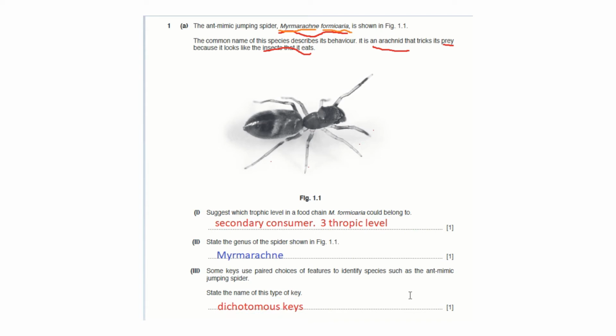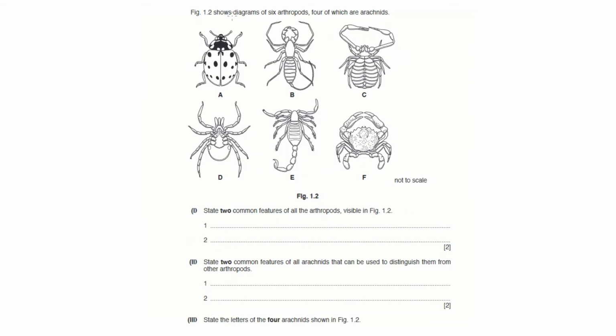So here's an example of how we can use the knowledge we have to get the points. Here we are shown diagrams of 6 arthropods, 4 of which are arachnids. Arachnids are the spiders, the scorpions, the pseudoscorpions, the ticks, the daddy long legs, and so on. First they ask us to state 2 common features of all the arthropods that are visible. And this word visible is important because we can't talk about DNA, behavior, mating, or anything else. We have to talk about what we can see.